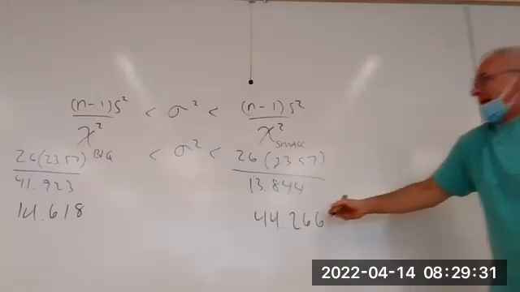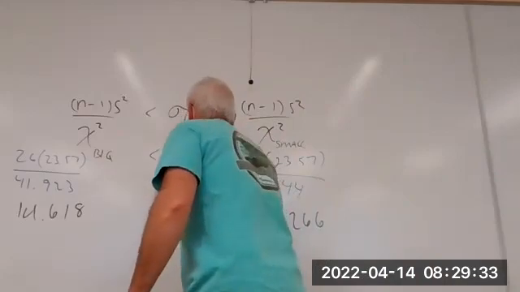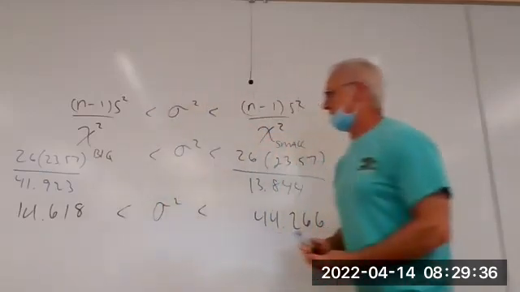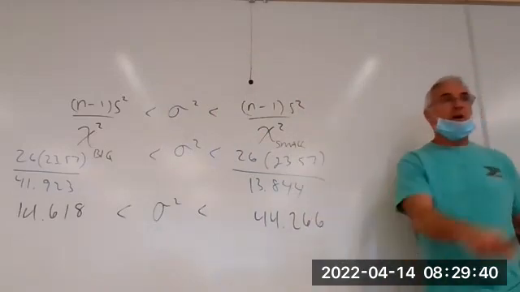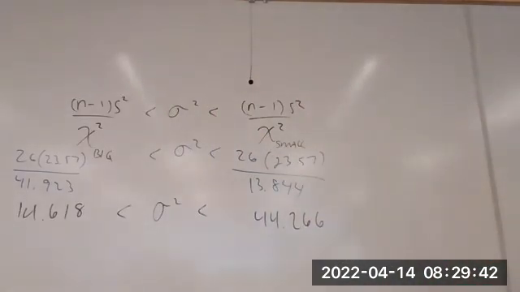Now, what does this mean? Let me put it here. This means with 95% confidence, the true variance is between these two numbers. That's a pretty wide range. But now if I wanted the standard deviation, can you give me a confidence interval for the standard deviation? Can you? Yes. What would you do?